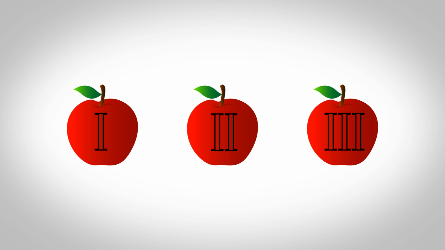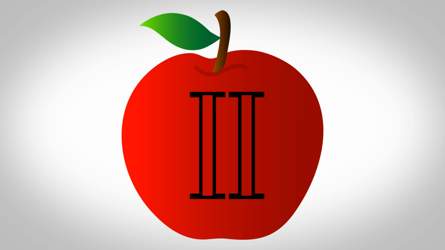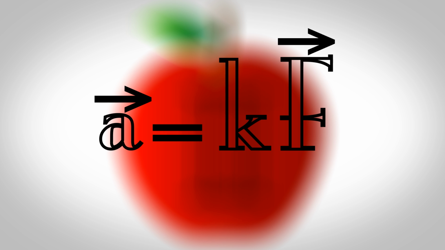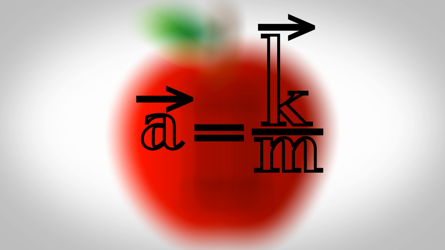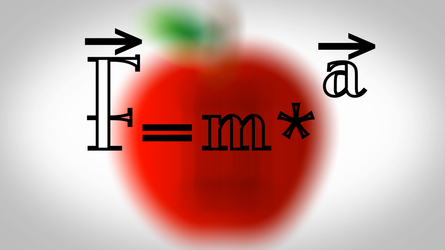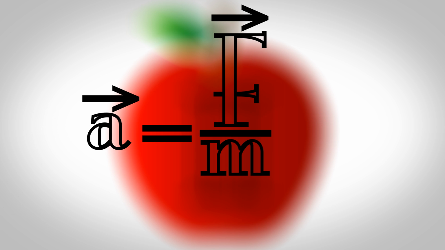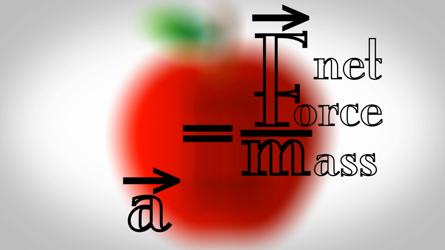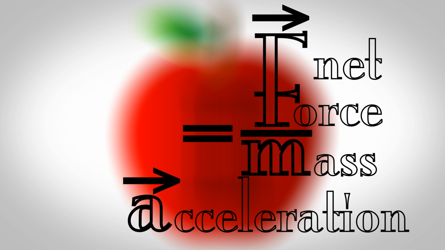My job here is to tell you about the second. The second law states that the acceleration of a body is directly proportional to, and in the same direction as, the net force acting on the body, and inversely proportional to its mass. Thus, F equals M times A, or A equals F over M, where F is the net force acting on the object, M is the mass of the object, and A is the acceleration of the object.